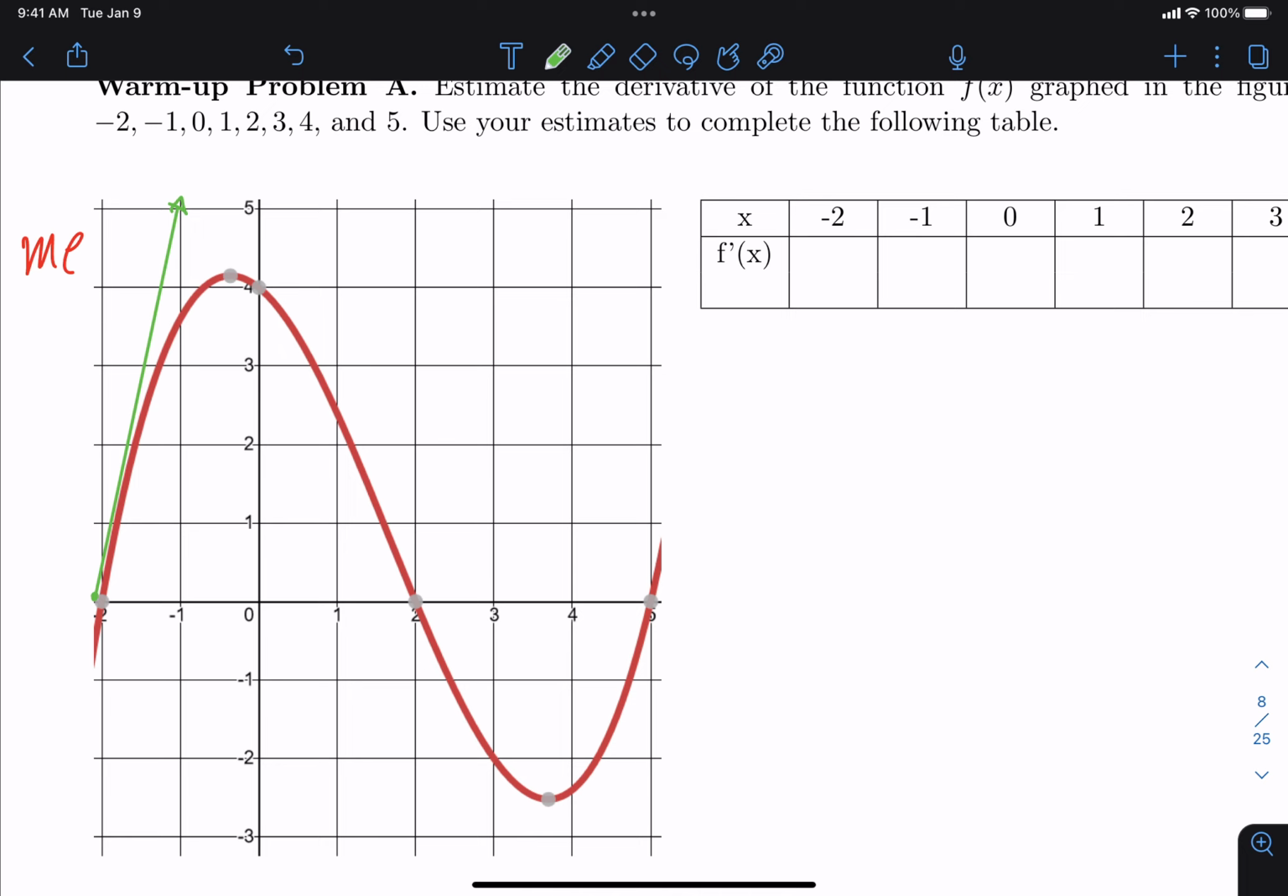And it looks like I'm going up from what? From -2 to -1. So my run was 1. My rise was how many? 5. So my rise was 5. My run was 1. So I'd call that 5. Okay, about 5. Then how about at -1?